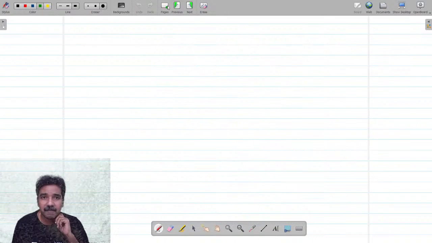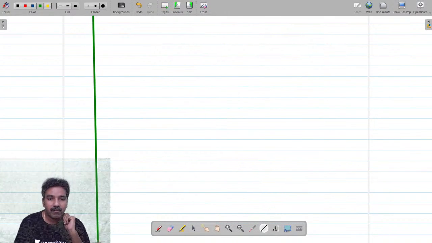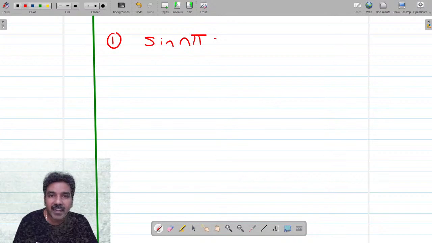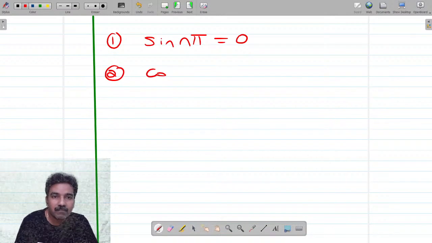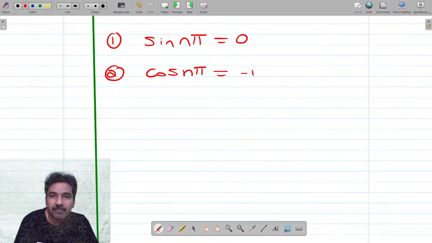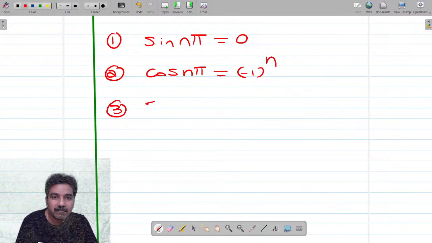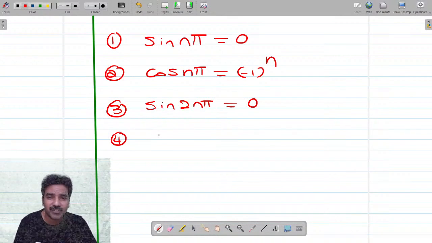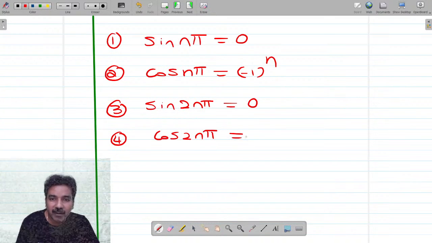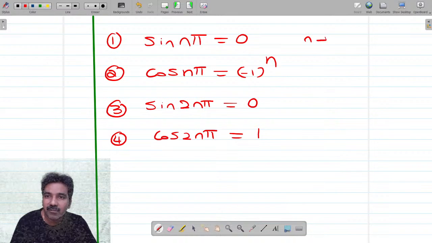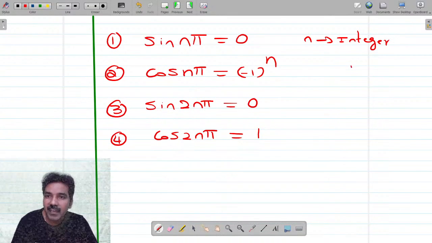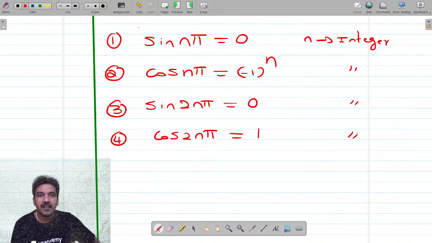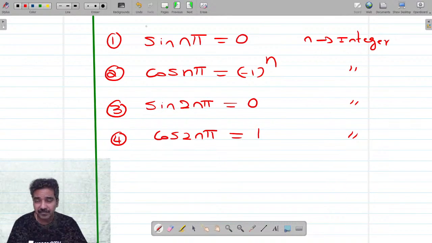Now let me write out some useful formulae. Sin n pi is 0. Cos n pi is minus 1 whole power n. Sin 2n pi is 0. If sin n pi is 0, sin 2n pi becomes 0, a trivial thing. Cos 2n pi is always 1. Here the value n is an integer. n is always an integer. That is very clear. Okay. Now let us take one simple example.